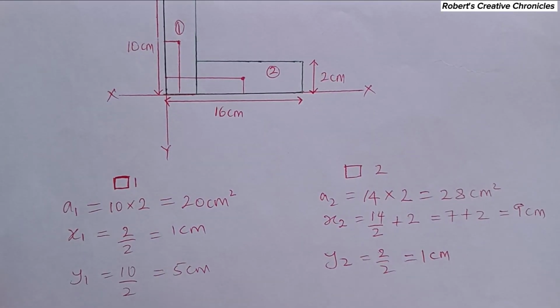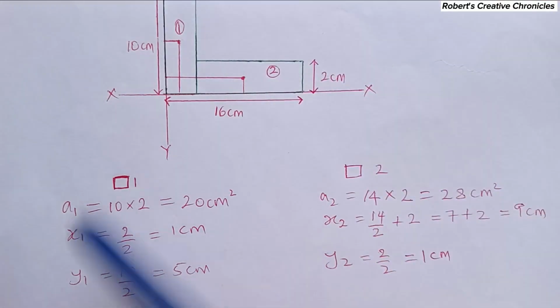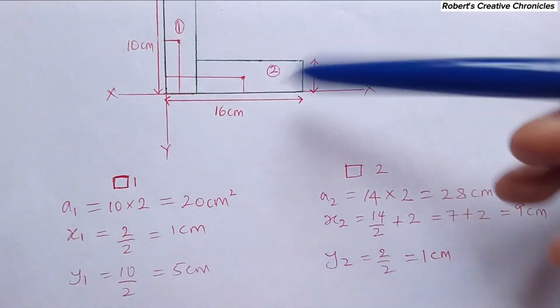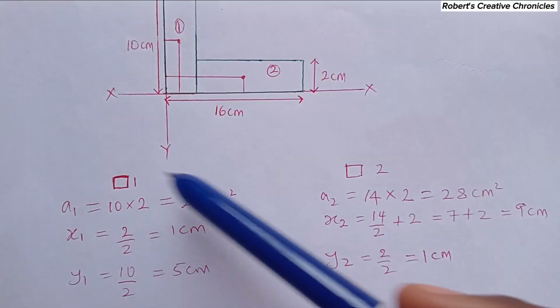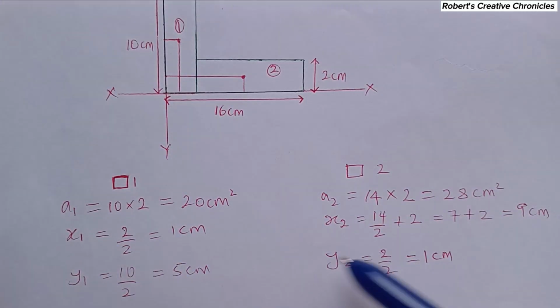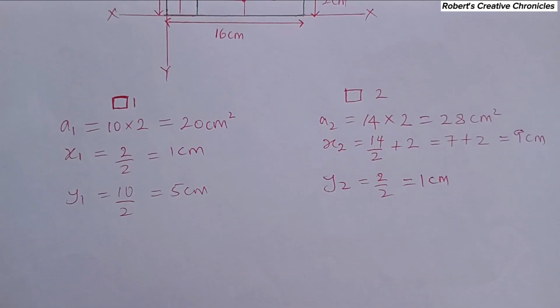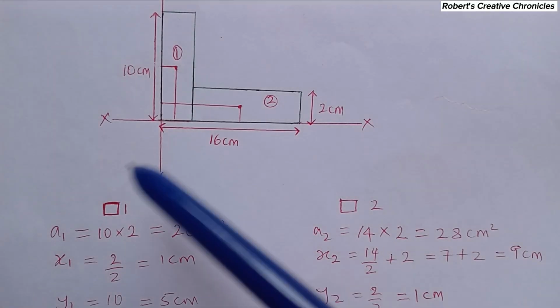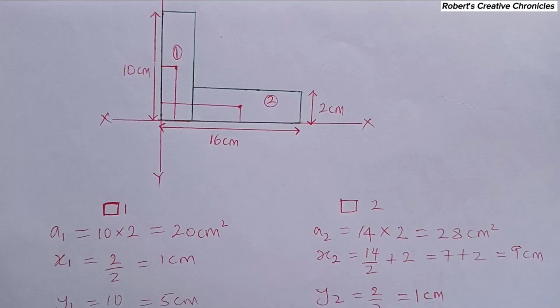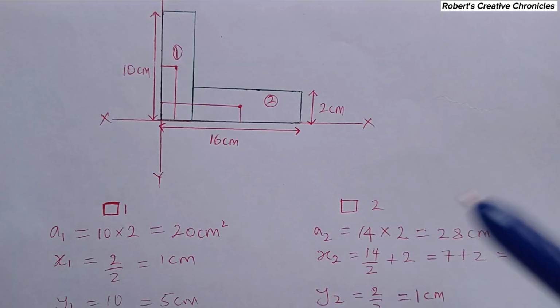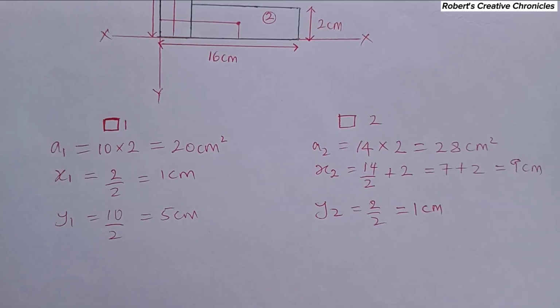So this is it. You have to find the centroid of the individual shapes. Then you find their distances from the reference axis, which are x1, x2, y1, and y2. Then you find the areas of those shapes individually. Then we will take moment about the y-axis and moment about the x-axis. This is called the moment of area, not your normal force times distance moment. This is area times distance moment.